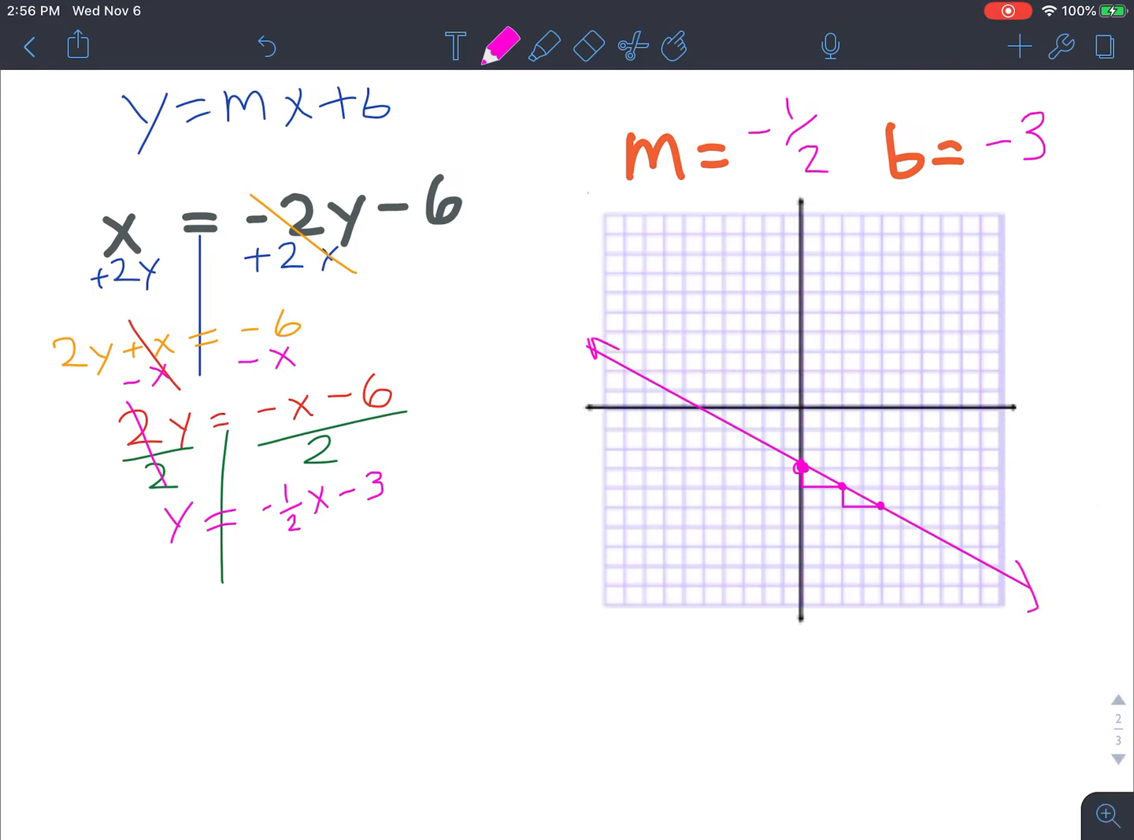Okay? And that's it. So that's how you find the slope and the y-intercept from an equation, and that's how you quickly graph those.